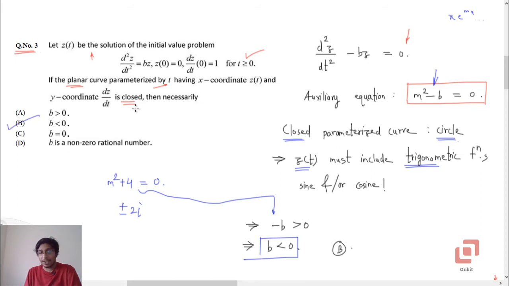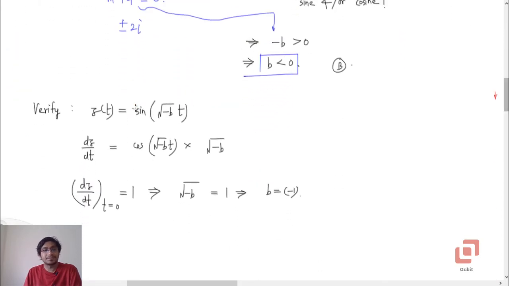Okay, now let us verify whether our answer is correct. Assume that z of t is in the form sine of root of minus b into t. Okay, so what will the derivative of this be? The derivative will be cos of root of minus b times t into root of minus b. What is dz by dt? dz by dt at t equal to 0 is 1. It is given in the problem, okay, which implies that root of minus b is 1. So b is minus 1.